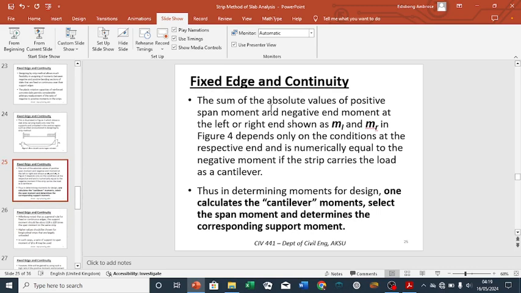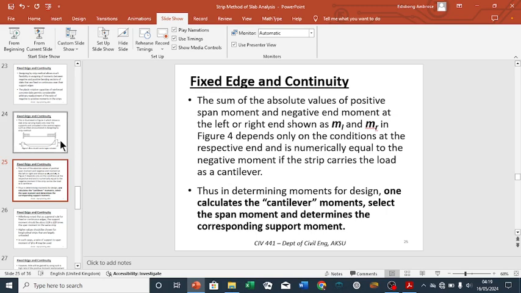It shows that the sum of the absolute value of the positive span moment and the negative end moment at the left or the right end, shown as ML or MR in that figure, depends only on the conditions at the respective ends and is numerically equal to the negative moment if the strip carries the load as a cantilever.